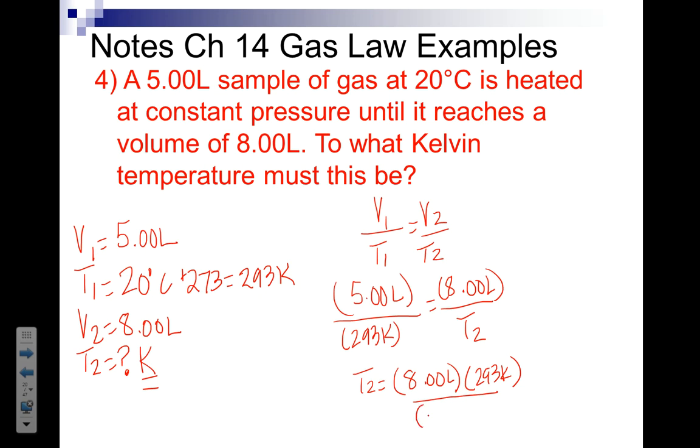isolating the variable. This is just algebra, y'all. So you do it the way that you feel comfortable. All I did was get my T2 in the numerator and I'm isolating it. Notice the liters cancel with liters. We have 3 sig figs all the way around here. This is going to leave you with your temperature. And the temperature in Kelvin is going to be 469 Kelvin. That's the 3 sig figs.